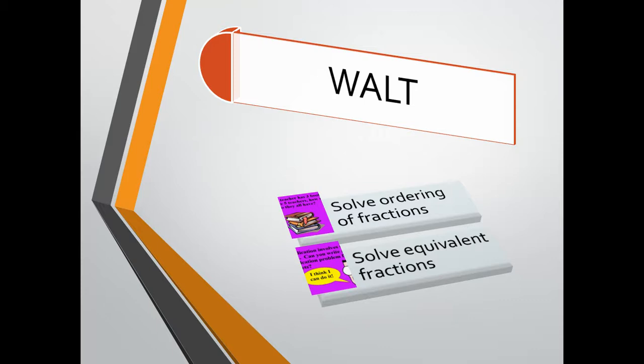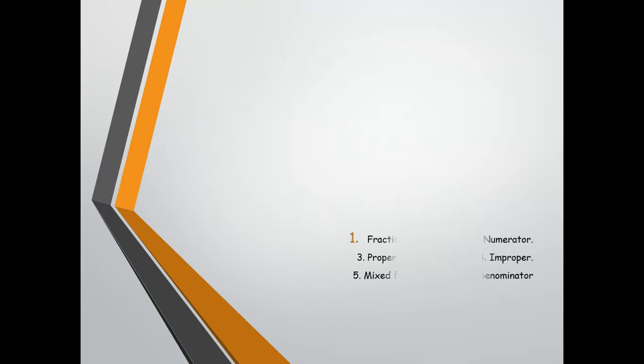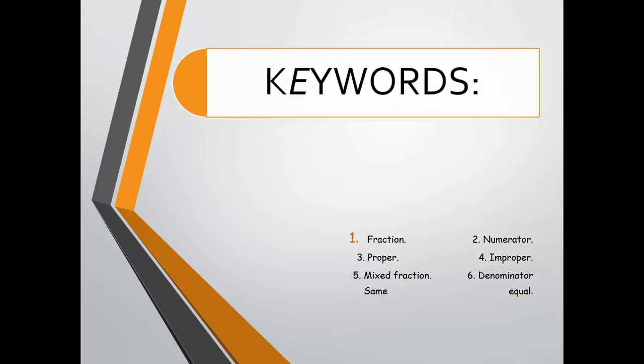Now let's pick it one after the other and see what we are trying to do. We're learning to solve ordering of fractions, and we're learning to solve equivalent fractions. What we said before is what we call the keywords. Today we are adding 2 more words to the keywords we had last week, same and equal, so that we can understand what we are doing.